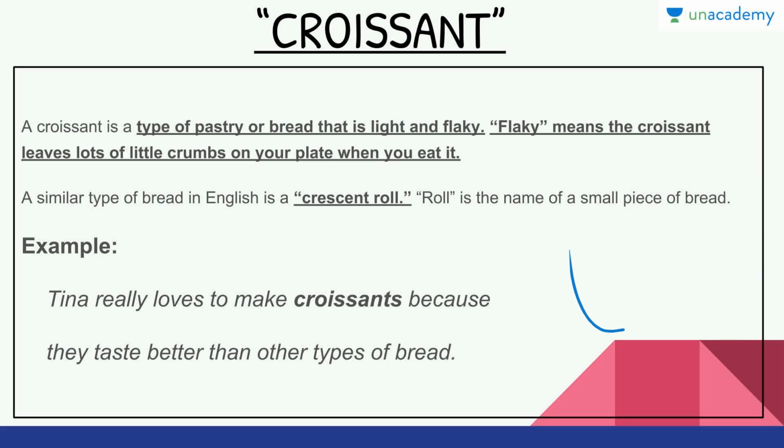Okay, and it is pronounced as croissant. Now again notice when I'm speaking it, it's croissant. Okay, so it's not croissant or something, it's croissant. Now the example we have is Tina really loves to make croissants because they taste better than other types of bread. Now this word again originated from the French language. So I've told you three things. The correct pronunciation is croissant. It originated from the French language and it means a kind of bread which is light and flaky.